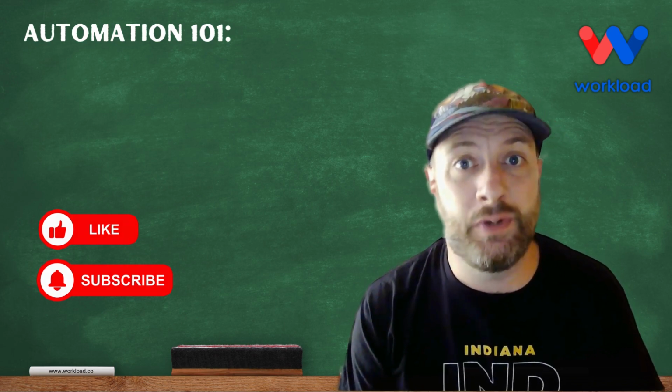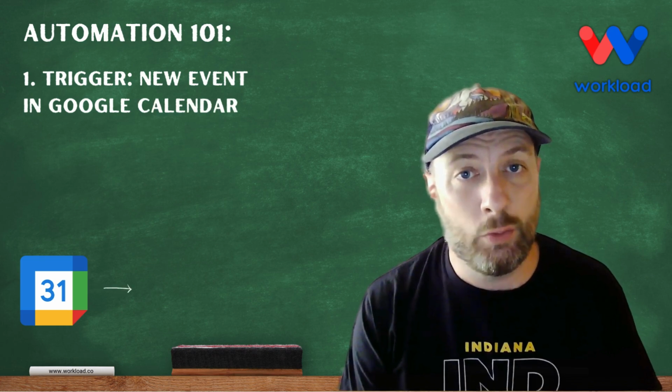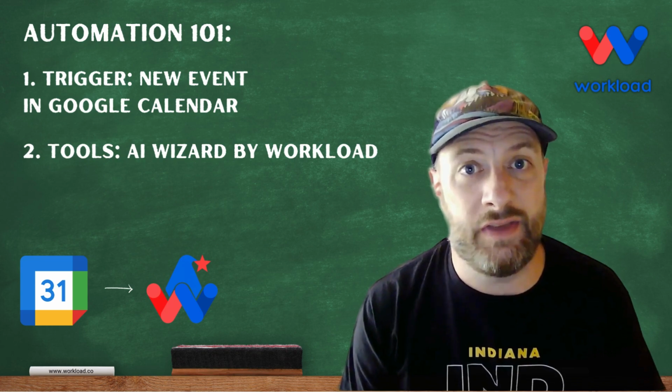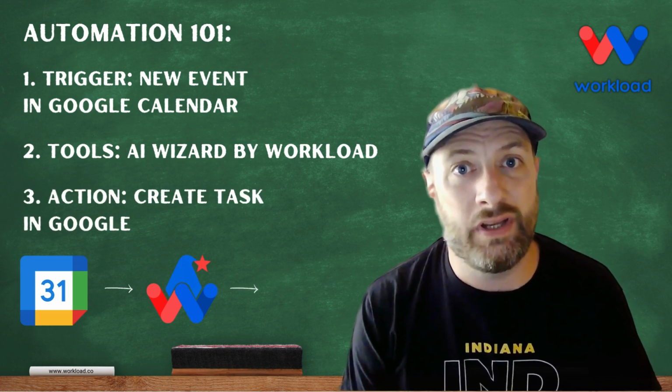In this video, we'll be building a workflow starting with a new event in Google Calendar. Then we'll be using the AI Wizard by Workload to interpret the details of that event in order to generate a task list that we will put into Google Tasks.